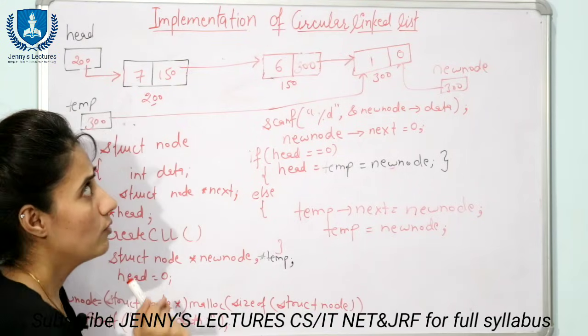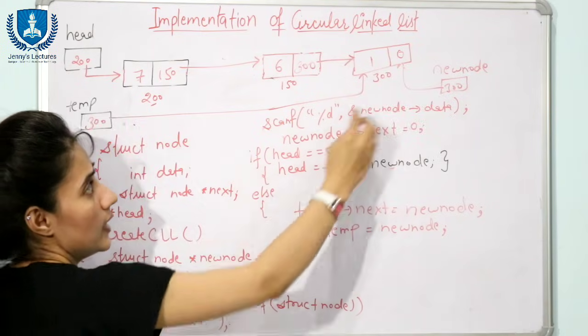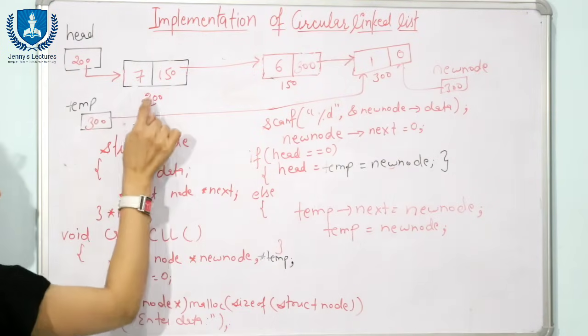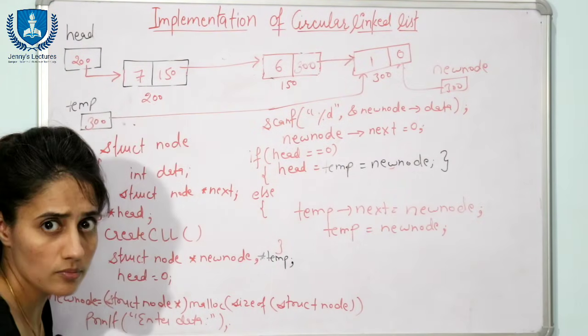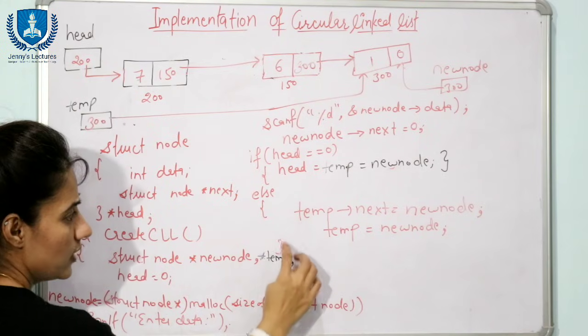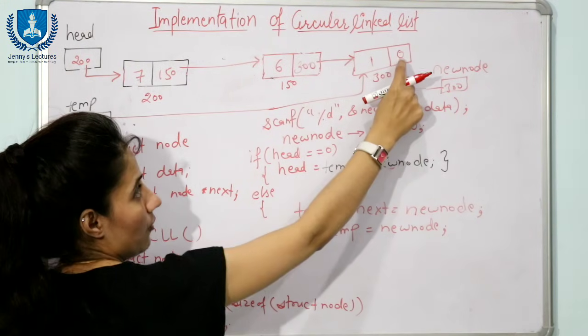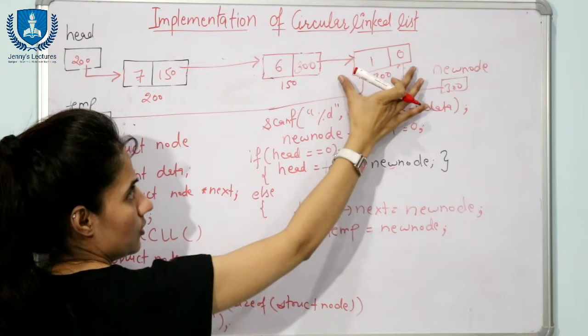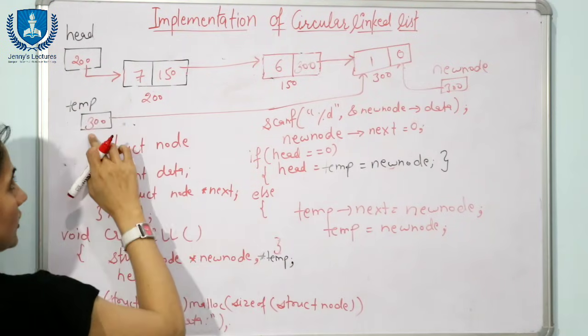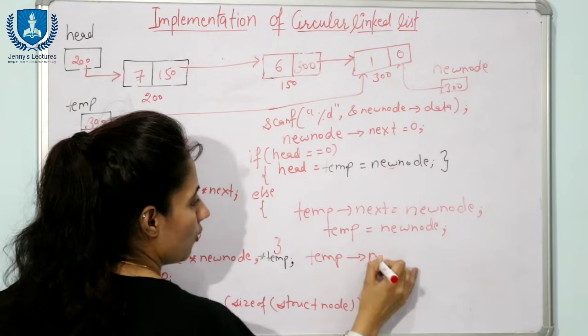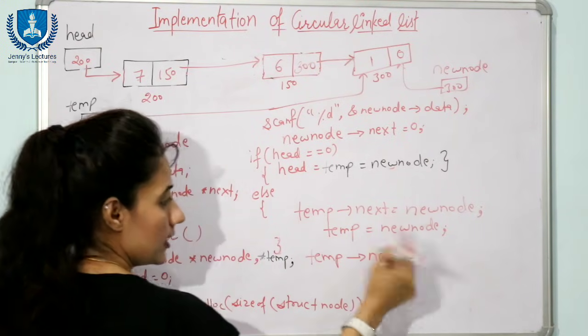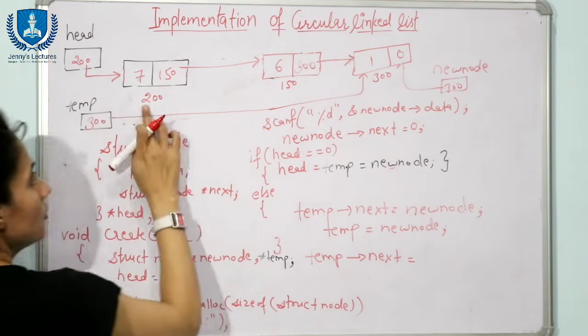Now one more thing you have to do to make it a circular list. Here you will store what? The address of this node, fine. So after this else part, what will you write? See, how can we access this part? The pointer to this node is, you can say, temp.